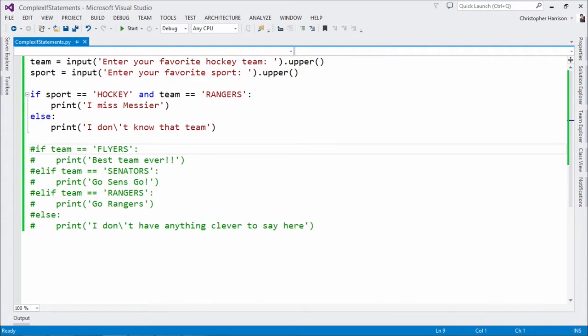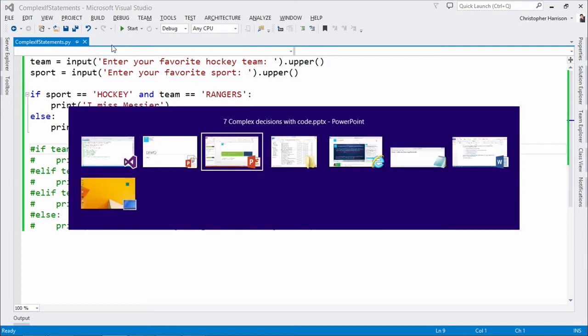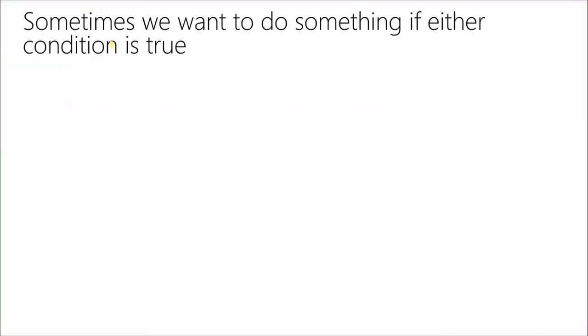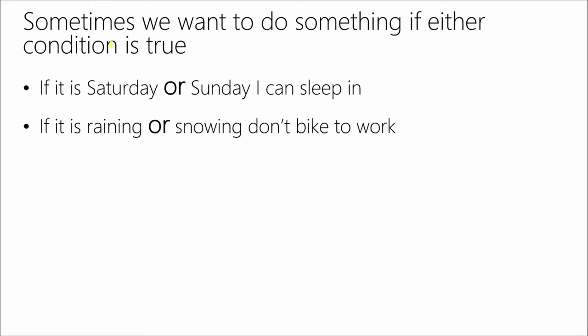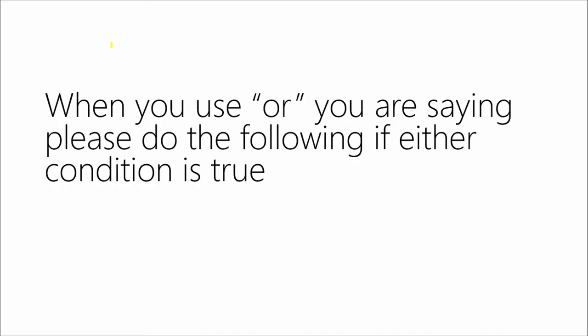Cool. All right, so let's go back to our slides here and keep on keeping on. One of the other things that we might want to check is an or. So I only need one side or the other to be true. If it's Saturday or if it's Sunday, I can sleep in, assuming that it's not a long run day. If it's raining or snowing, I can't bike to work. These are our or statements, and what we're looking to do is test whether one side or the other is true.